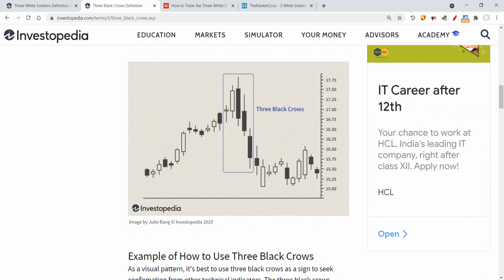This is basically just a mirror opposite of the white soldiers, where you will be having a good bullish uptrend going on, and there will be a reversal with strong back-to-back three red candles, where the closing will be below the previous candle basically. Okay, so this is the basic idea.